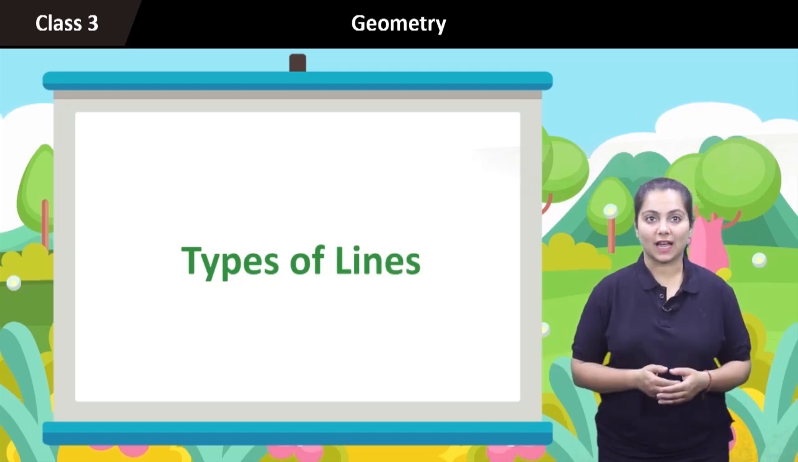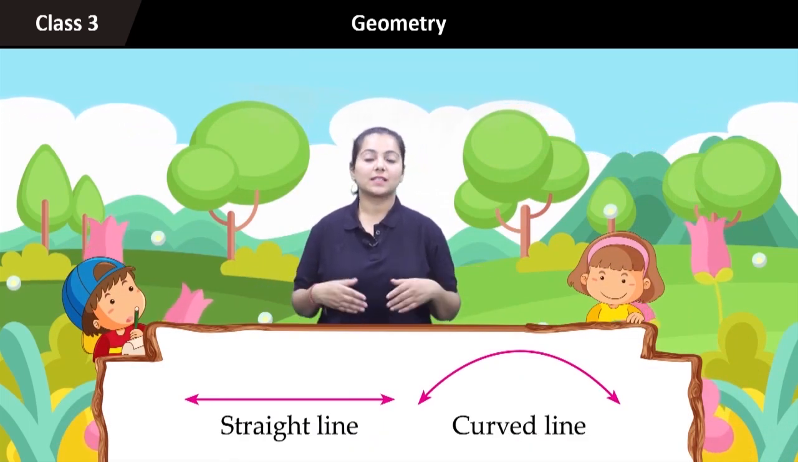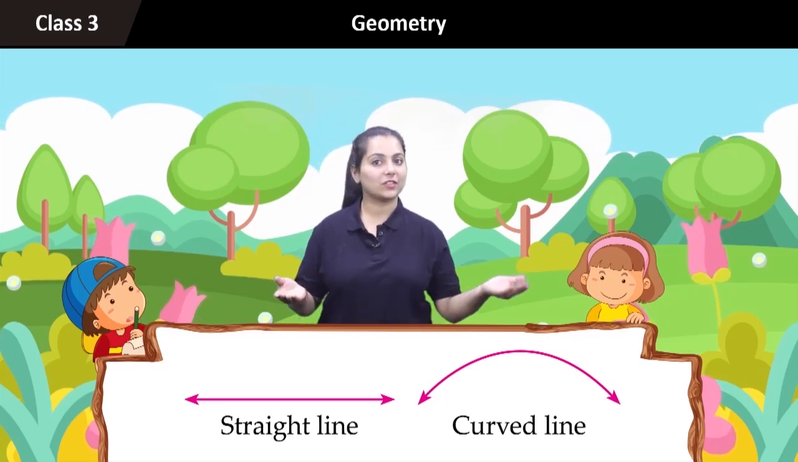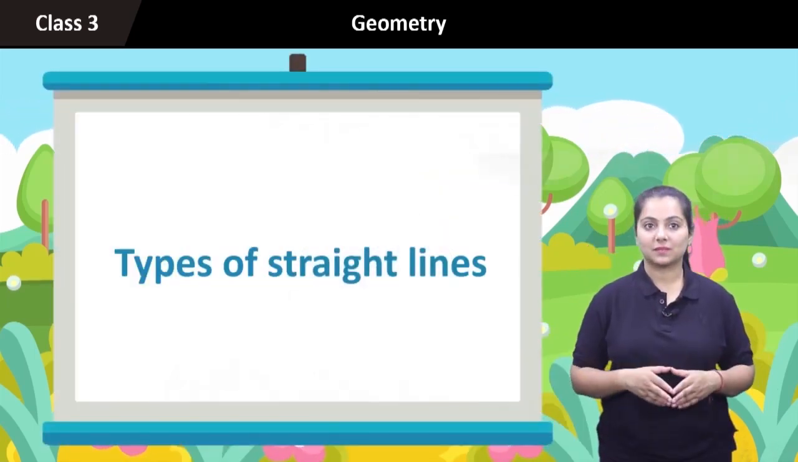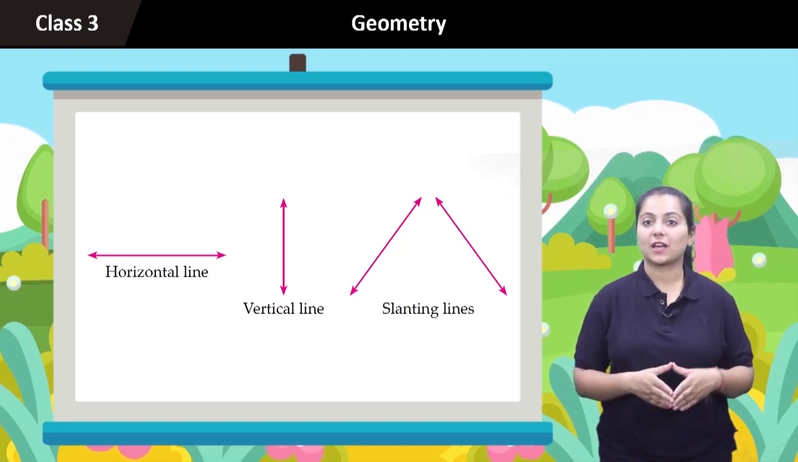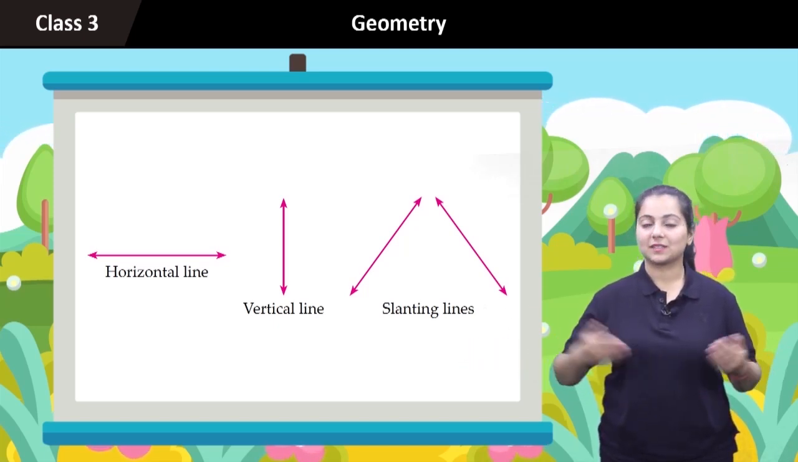Types of lines. A line can be straight or curved. Straight line, curved line. Types of straight lines. Different kinds of straight lines are horizontal, vertical and slanting.